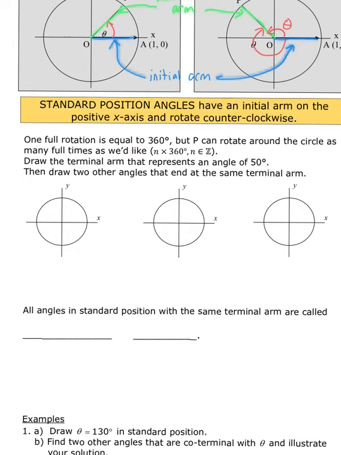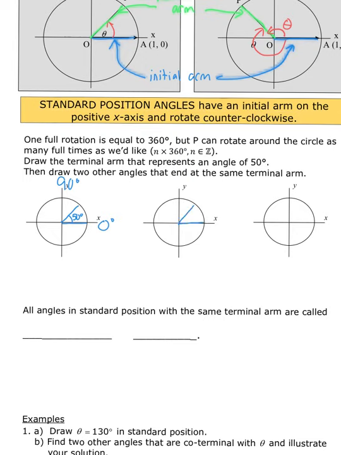So here we are asked to draw a terminal arm that represents an angle of 50 degrees. To do that, we're going to start at our initial arm. 50 degrees is acute because it's between 0 and 90 degrees. So it's going to be somewhere here. So I've drawn the initial arm and the terminal arm, which makes the standard angle of 50 degrees.